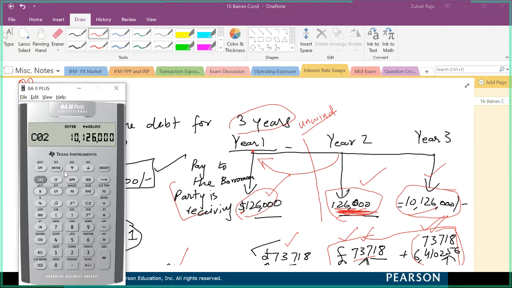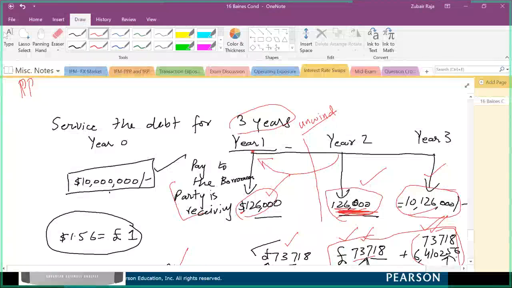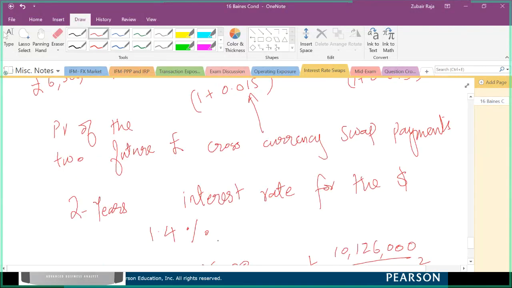10,126,000. Okay, enter, and here we go. NPV. What is the interest rate? The 2-year interest rate for the pound was 1.4. Right, 1.4. I think this is what I have given over here, 1.4.